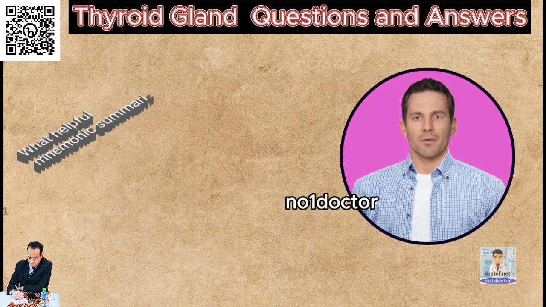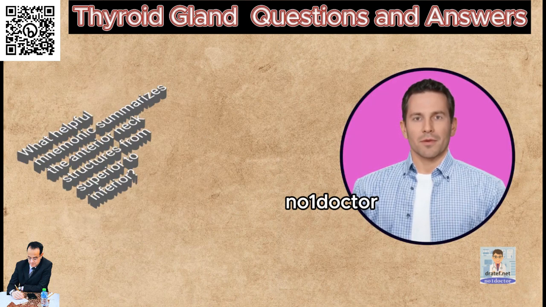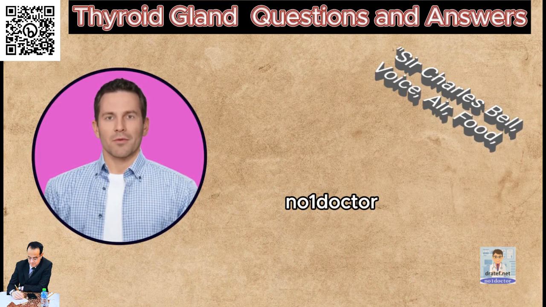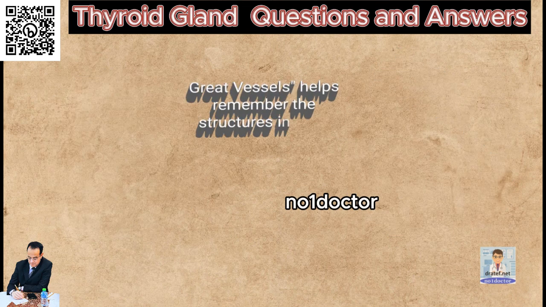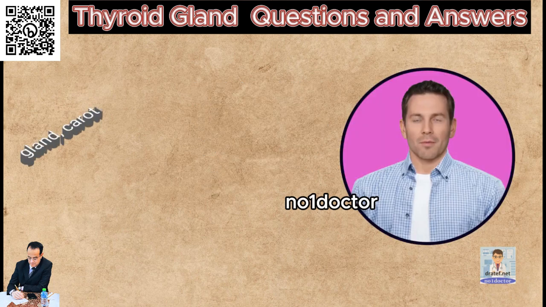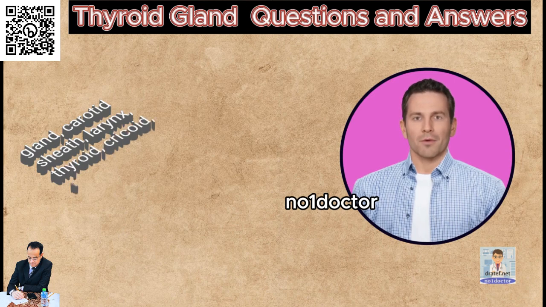What helpful mnemonic summarizes the anterior neck structures from superior to inferior? Sir Charles Bell, voice, air, food, great vessels helps remember the structures inferior to the hyoid bone: submandibular gland, carotid sheath, larynx, thyroid, cricoid, trachea, esophagus.